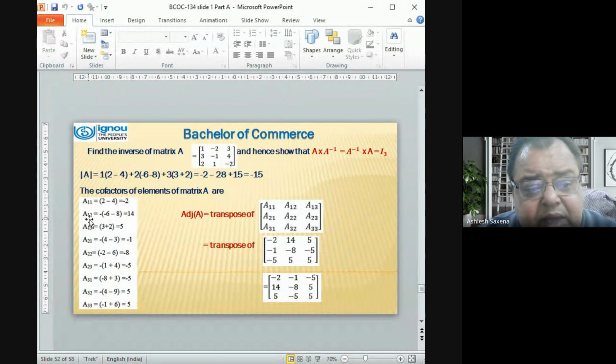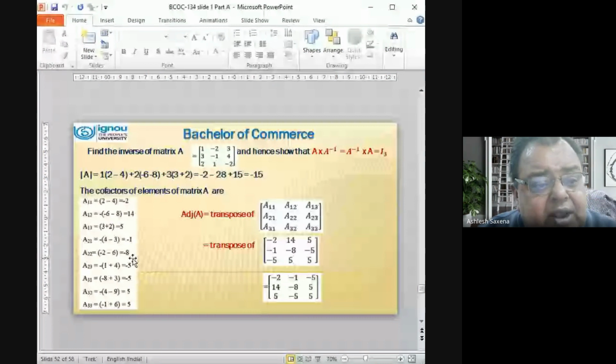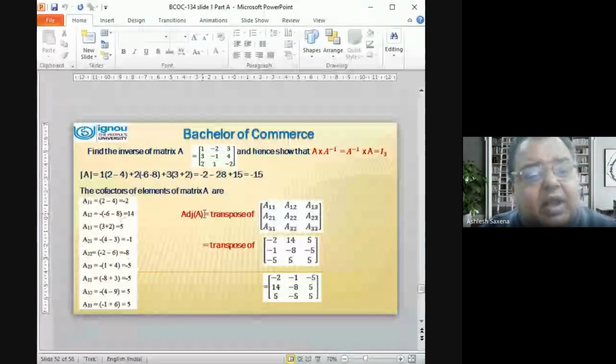Third one, second one is 1 plus 2 is 3. We got minus 14, so we have to change the sign. It will become plus 14. Similarly, 1 plus 3 is 4. We won't change the sign. Alternately, we will change all these signs. Correct? Now, see to it how adjoint is written.